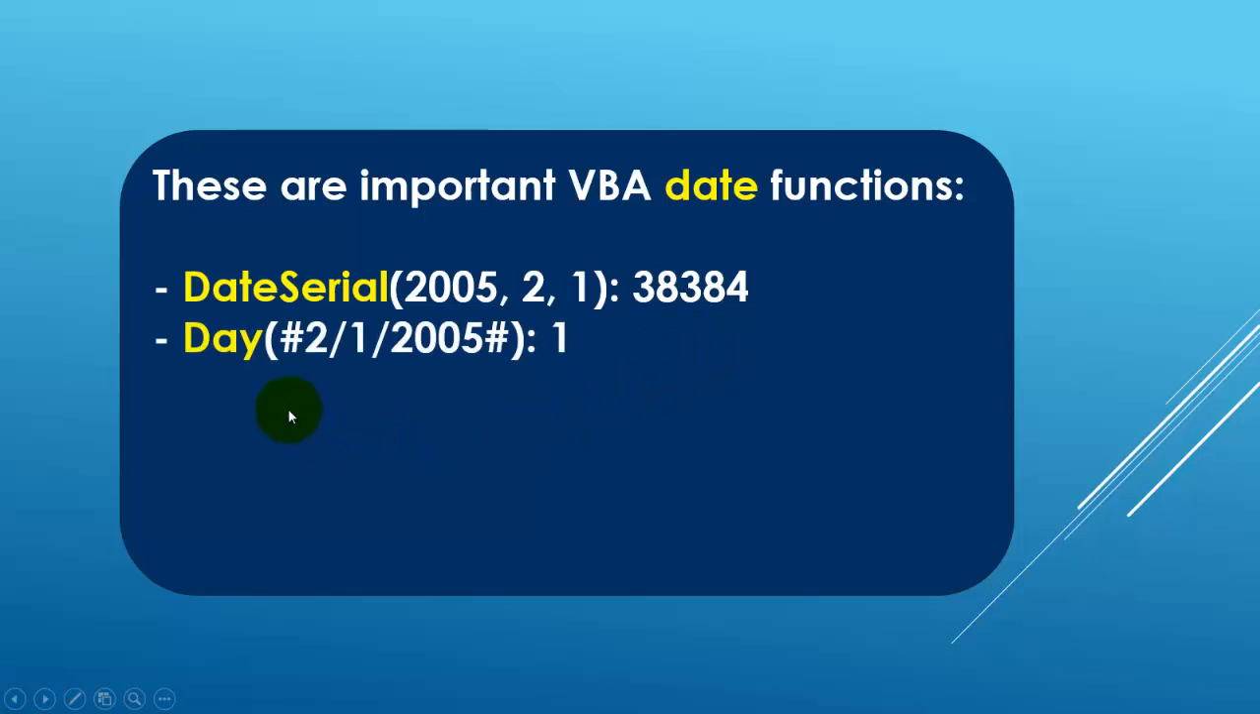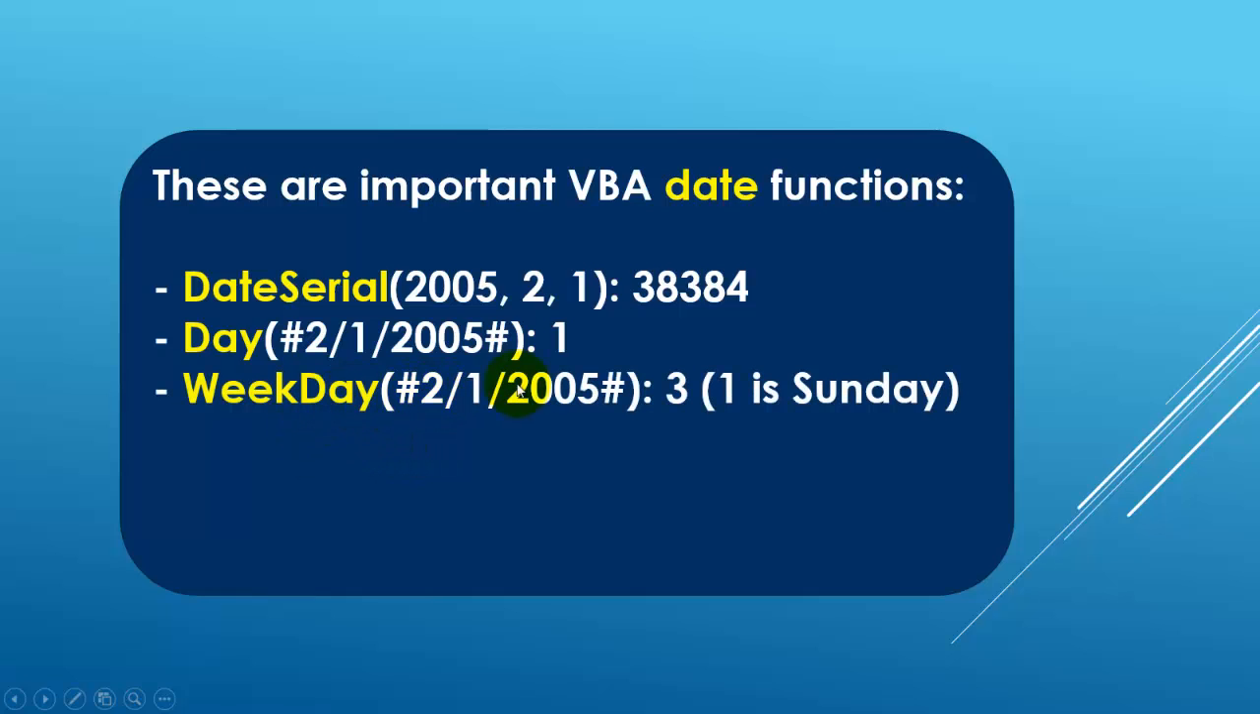So if you ask me, what is the day of February 1st, 2005? 1. The 1st of February. If you type the number as we know it for a date, you have to put pound signs. It forces it into a serial sequential number like this. Otherwise, it would divide 2 by 1 and divide it by 2005. If you had typed in here 38384, you don't need the pound signs. It would still return 1.